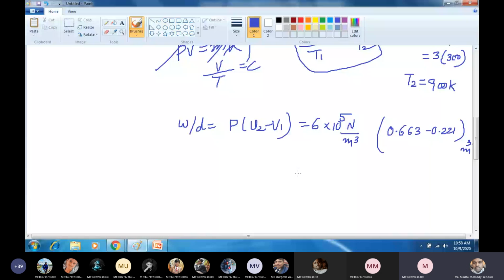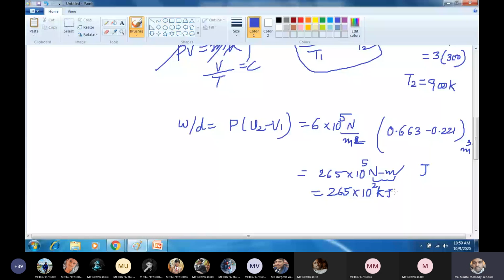265.2 into 10 power 3. Units are Newton meter square times meter cube, so we are left with Newton meter. 1 Newton meter is nothing but 1 joule, right? So I can also write it as 265 into 10 power 2 kilojoules.